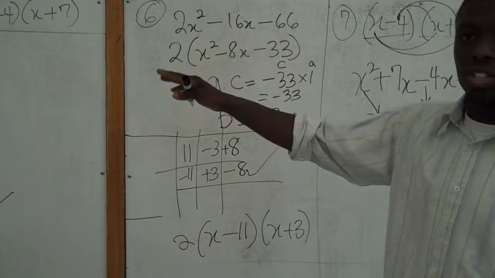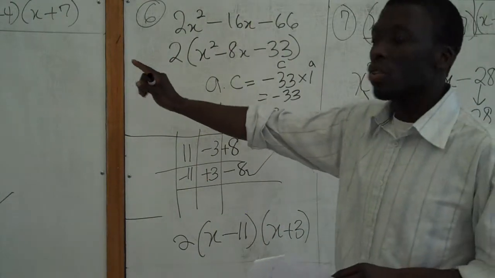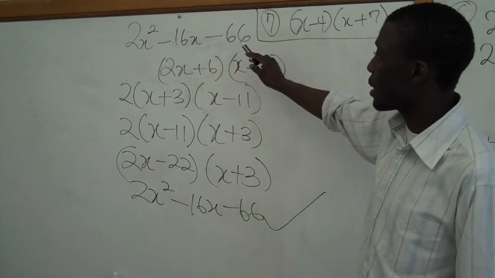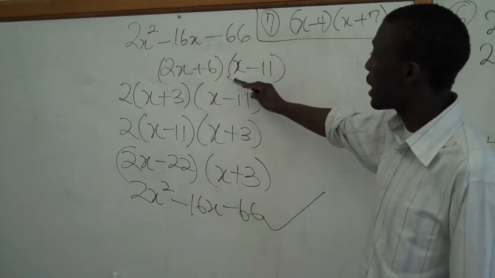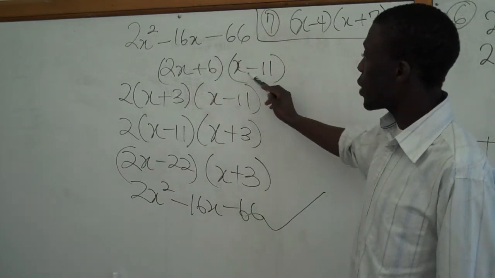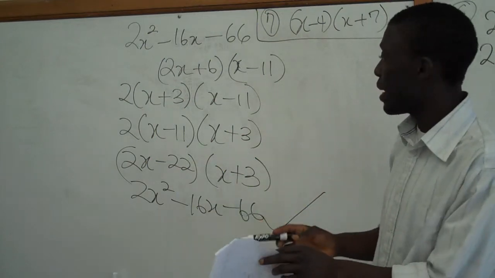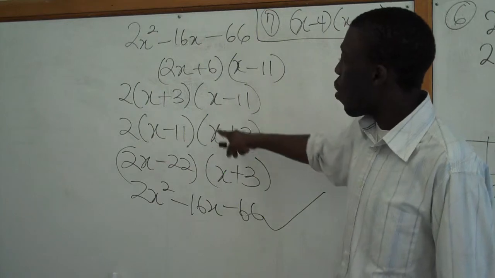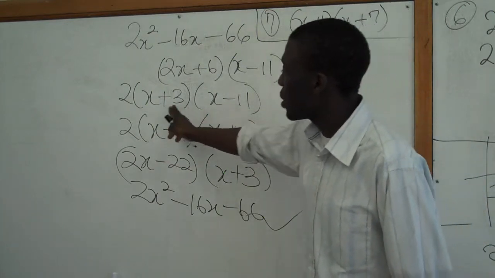But let me show you variations of the answer on the board now. Let's look at all the variations. So 2x squared minus 16x minus 66. When we simplify or factorize, we can get 2x plus 6, x minus 11. That's one answer you could get. The other answer you can get is this. It's the same thing. Or this. I just move this around.